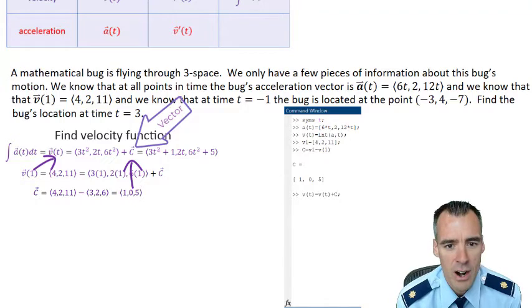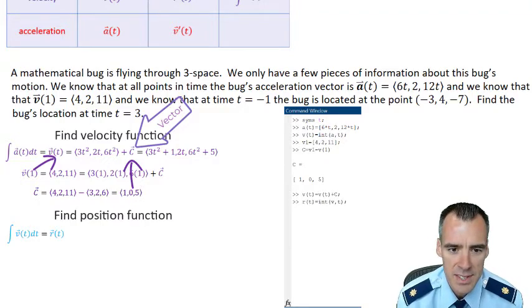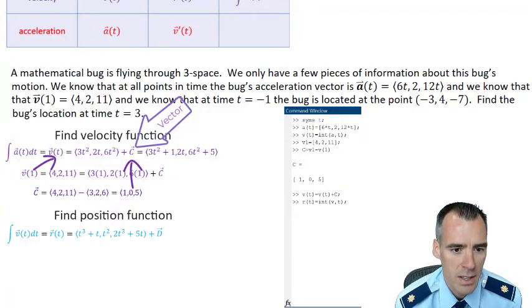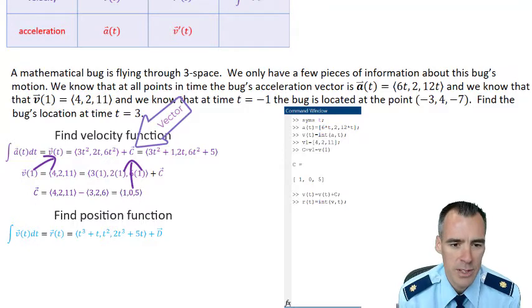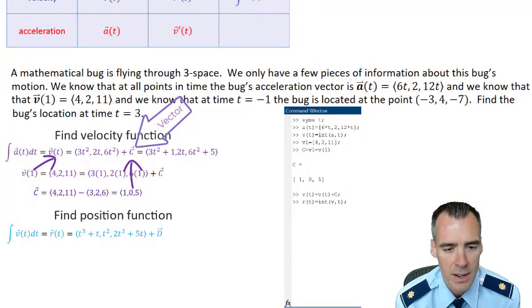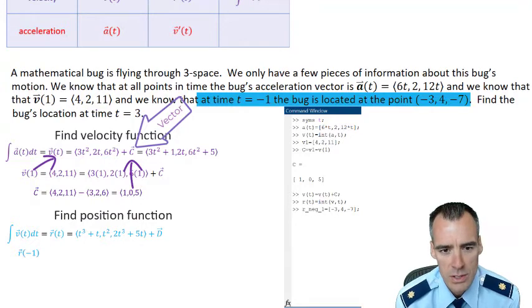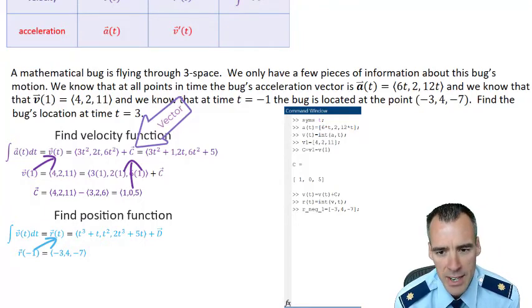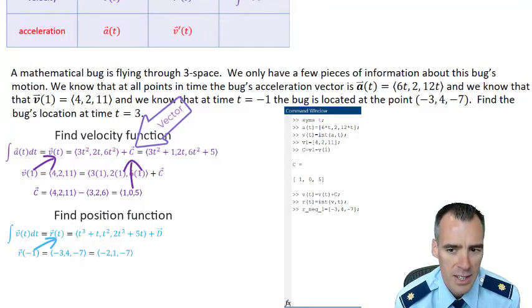Alright, so we can then go through a very similar process by integrating the velocity function we just found to solve for our position function. And of course, again, this gives us a family of position functions, and we have to solve for that constant. We'll just call that d this time. So to solve for d, we do this similar process. We set r of -1 equal to the vector -3, 4, -7 according to the condition we were given. And plugging in -1 for t, we get this equation where the vector of -2, 1, -7 plus our constant vector d is equal to -3, 4, -7.